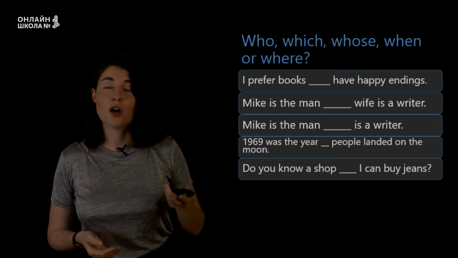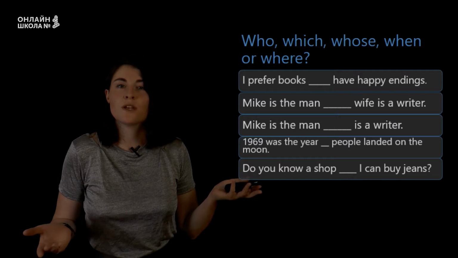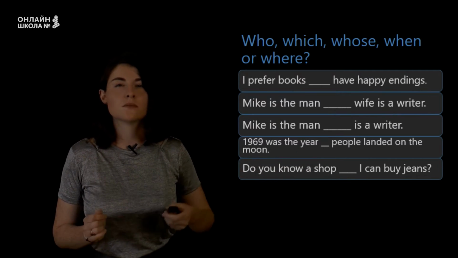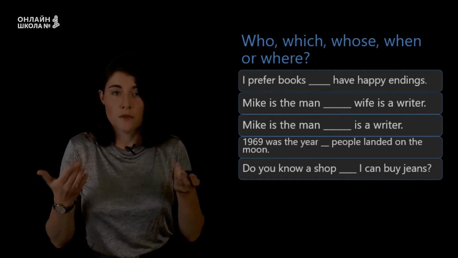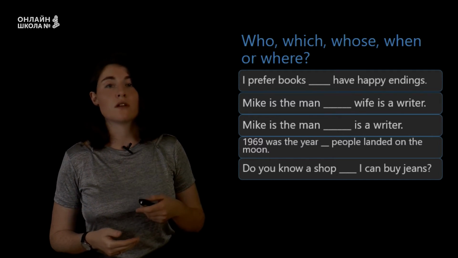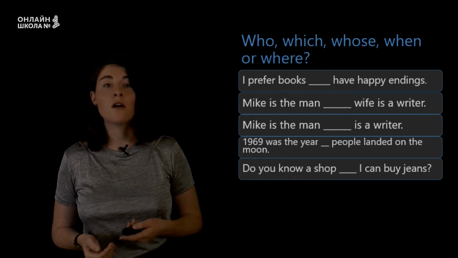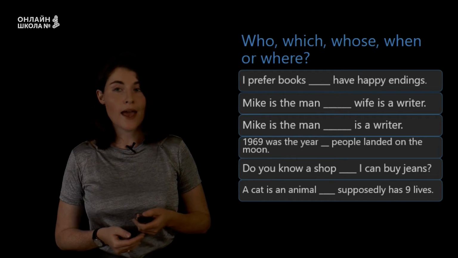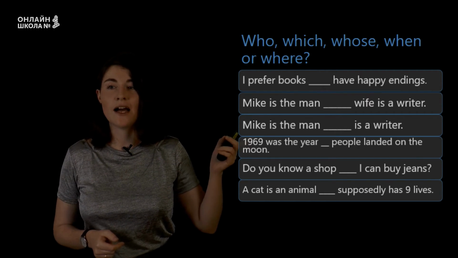Do you know a shop I can buy jeans? So what are we speaking about here? Here we are speaking about a shop. So what is a shop? A shop is a place, and when we speak about a place, we are using a pronoun where. So, do you know a shop where I can buy jeans? Next one. A cat is an animal, supposedly has 9 lives.